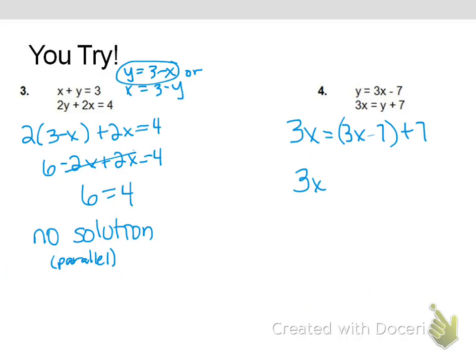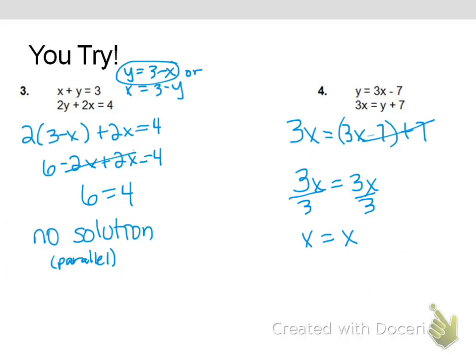Okay, so number 4. What happens to negative 7 and positive 7? They cancel out. If I divide both sides by 3, x equals 1. Okay, x equals x. Is that true? Yeah, of course.